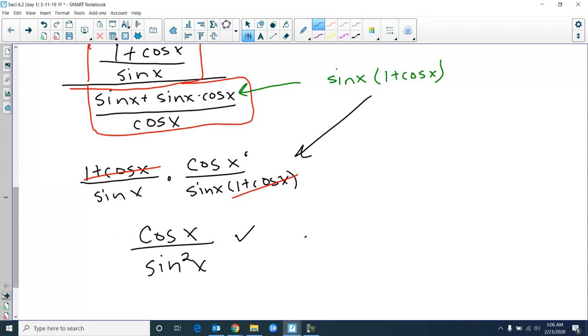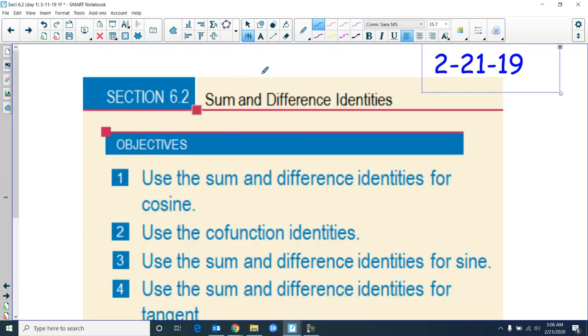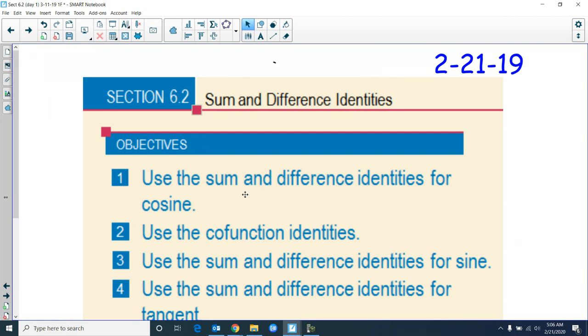All right, we are moving into section 6.2. Section 6.2 is sum and difference identities. Go ahead and get out that identity sheet that I gave out yesterday or the day before, the one with all the equations on there. On the right-hand side, you'll see the sum and difference identities. That's what we're going to work with today.